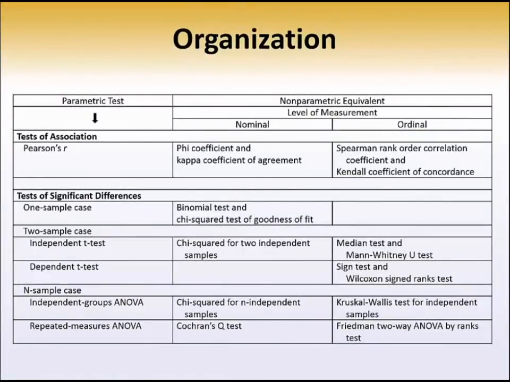Let's take a look at the organization of the presentation in Chapter 14. This is essentially Table 14.1 in your textbook. We first look down the left at the parametric tests. For example, tests of association and then tests of significant difference. And you'll see the parametric tests that we've already presented in the textbook. Pearson's R, the one sample case, the two sample case, independent t-test, dependent t-test, analysis of variance, and so forth. And then on the right-hand side, we have the nonparametric equivalent associated with each of those tests.